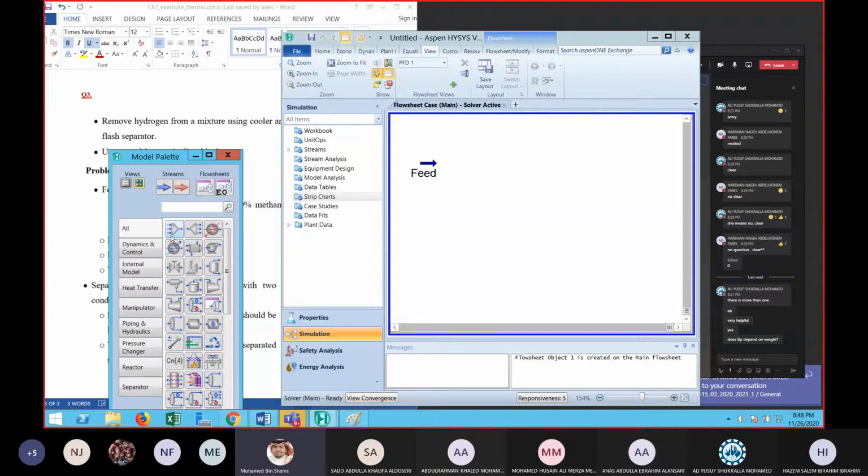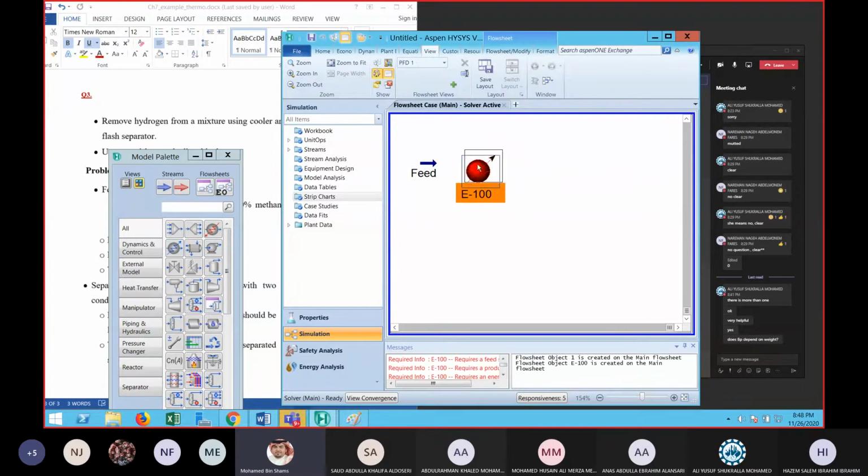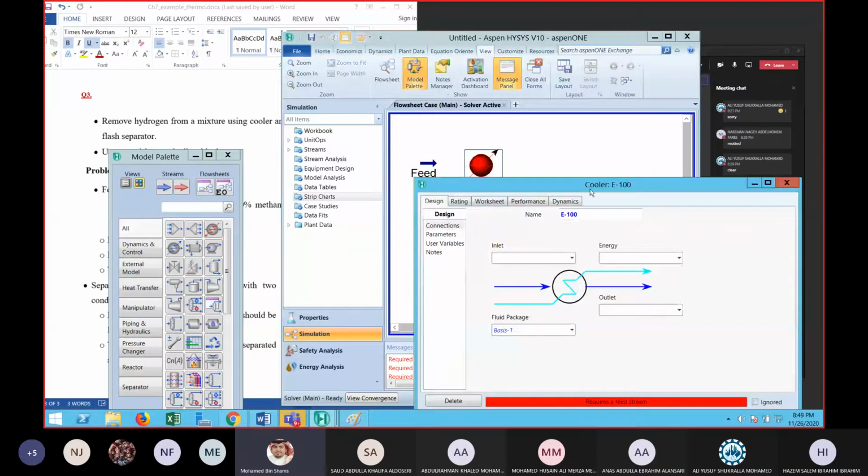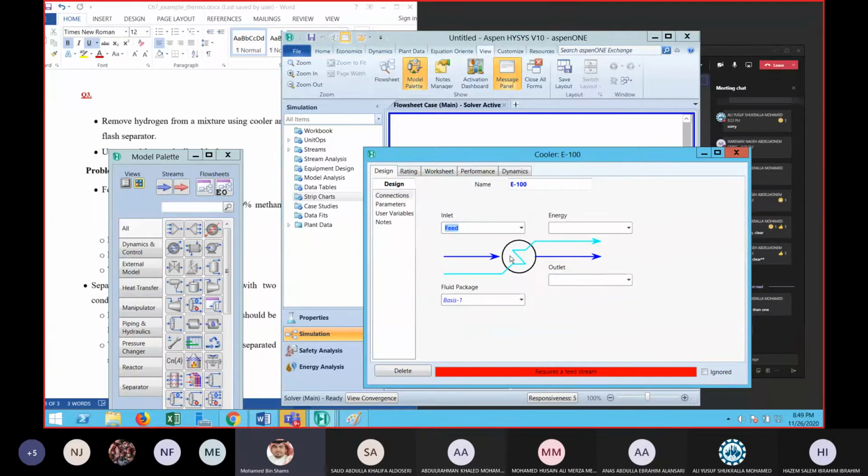Okay, then that's the feed and we want to cool it, so we need a cooler. Okay, that's the inlet feed and this is the cooler out, and there's energy to be removed. I'll call it QC. I want to remove this, because this is a cooler.